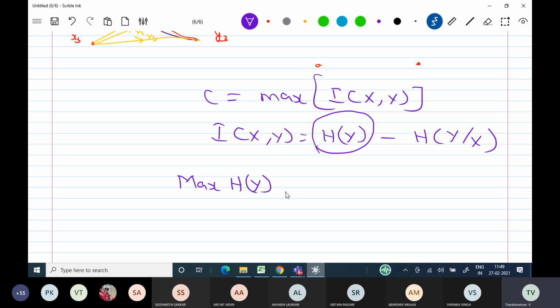Maximum of H(Y) is equal to what? Upper bound, lower bound we have studied, no? Log base 2. In general, I am telling.